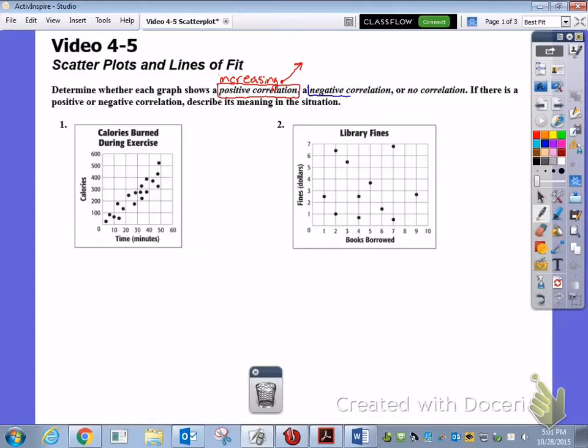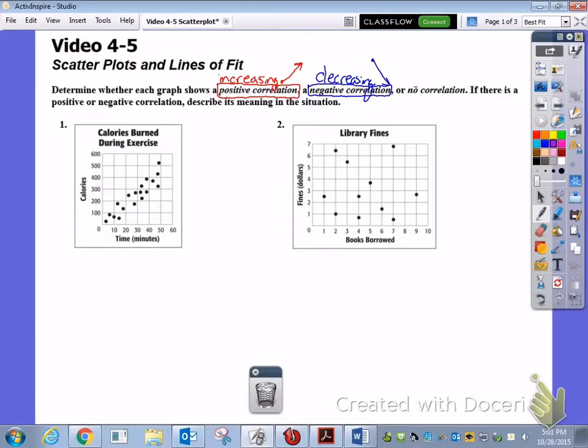A negative correlation, that is decreasing. Like when you're sliding down a hill, when water is draining out of a tub, that means you start up high and you go low. That is a negative correlation.